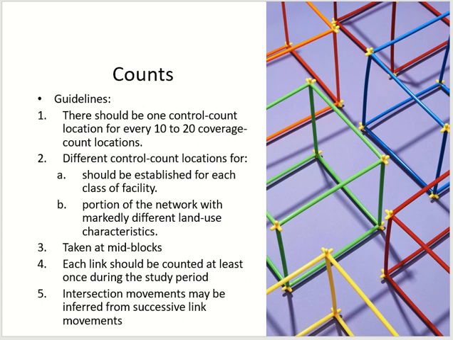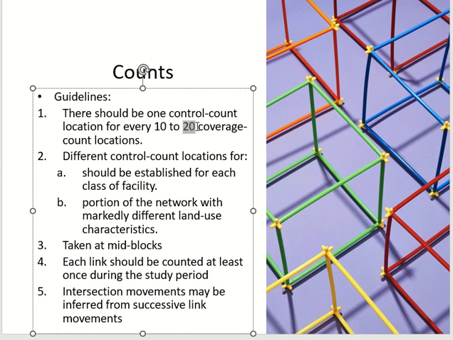Some things you have to keep in mind regarding these counts. First of all, the ratio of control to coverage should not exceed 20. So if you have 20 coverage locations in your sub portion of the network, then one control is enough for them. If more than 20, then you should have at least 2. It depends, but you have to maintain the ratio. The ratio should not go more than 20 in any case.